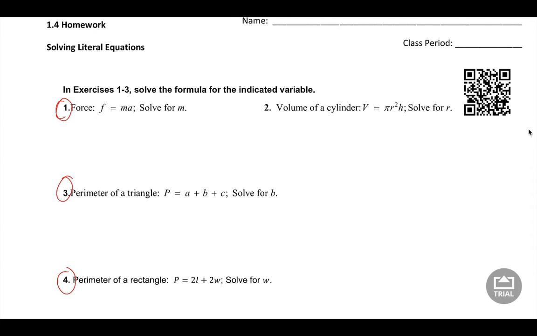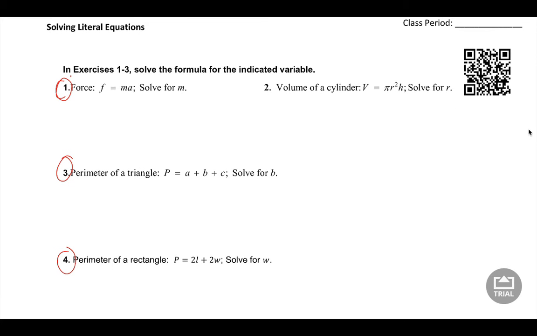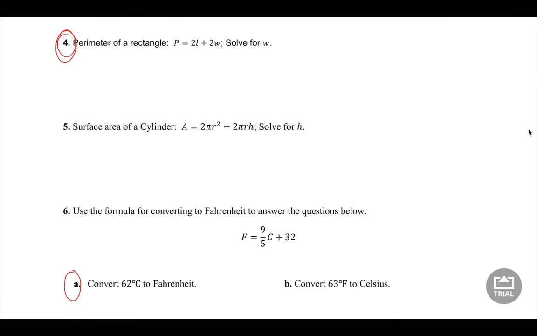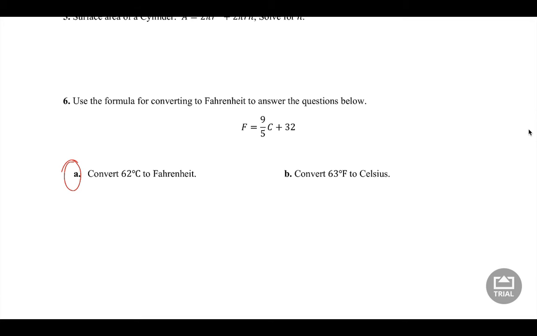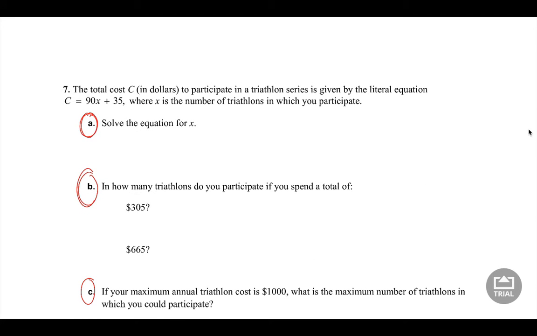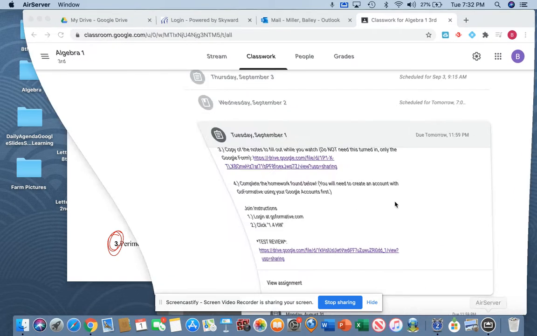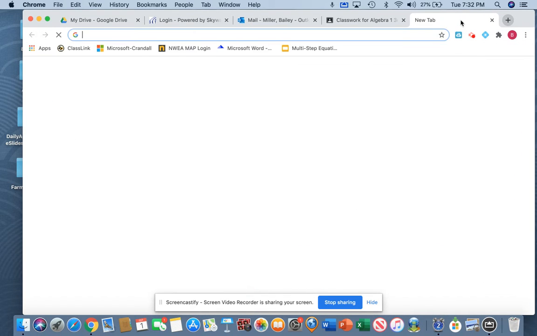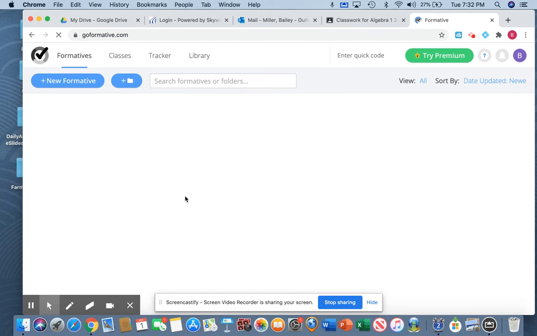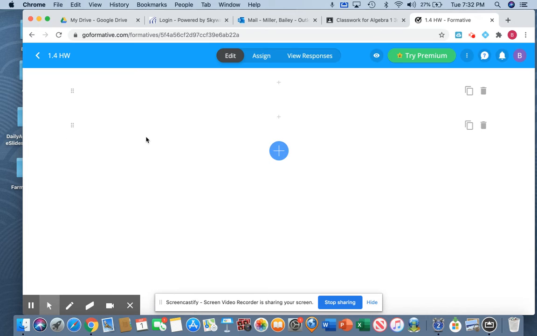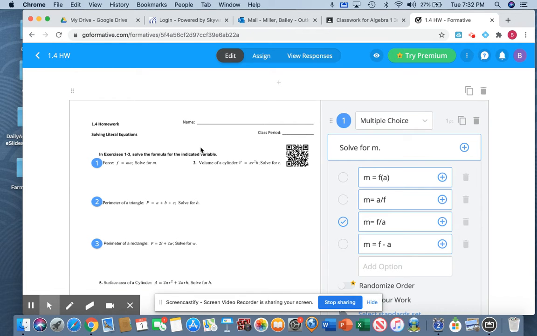And you're only doing these ones I have circled in red here, like 1, 3, 4, 6A, and then 7A, B, and C. That's all you're doing. Because if you go to the Go Formative, the homework, you will see that those only have numbers, and that's what's over here. Okay, so that's what we're doing.